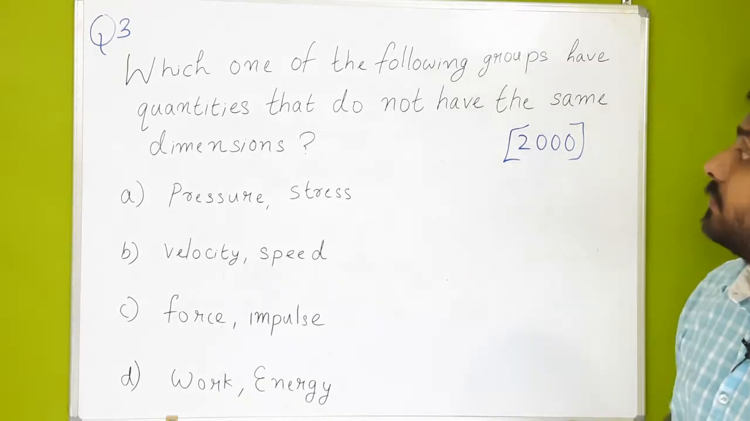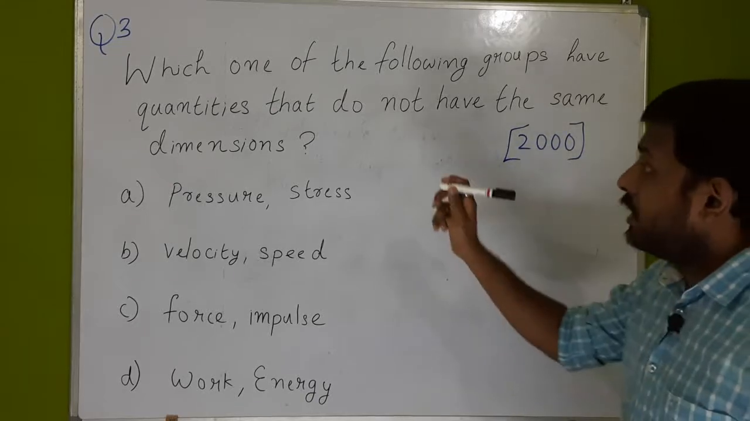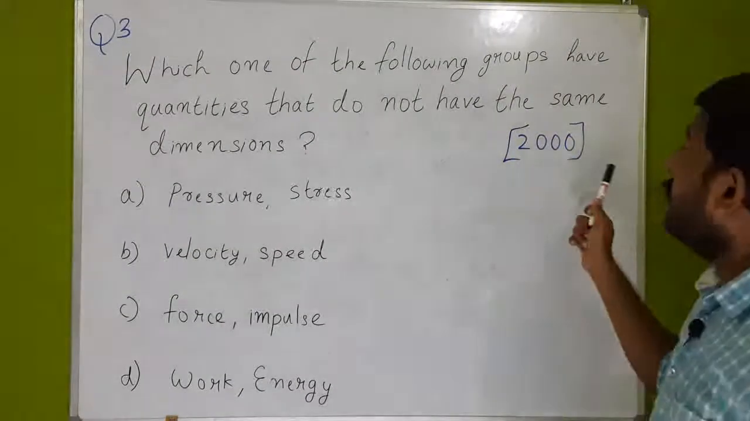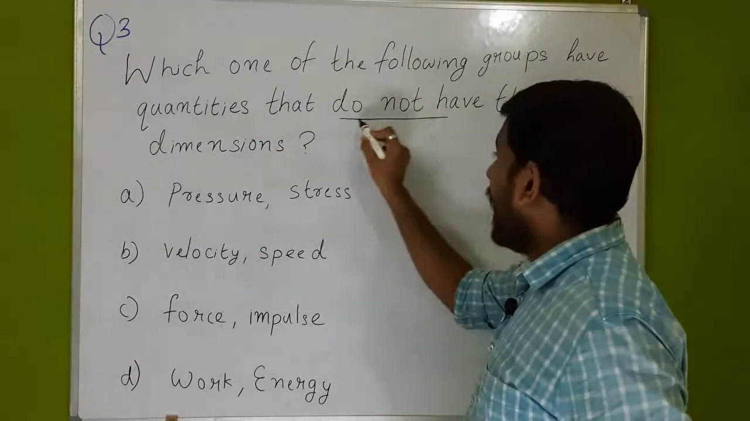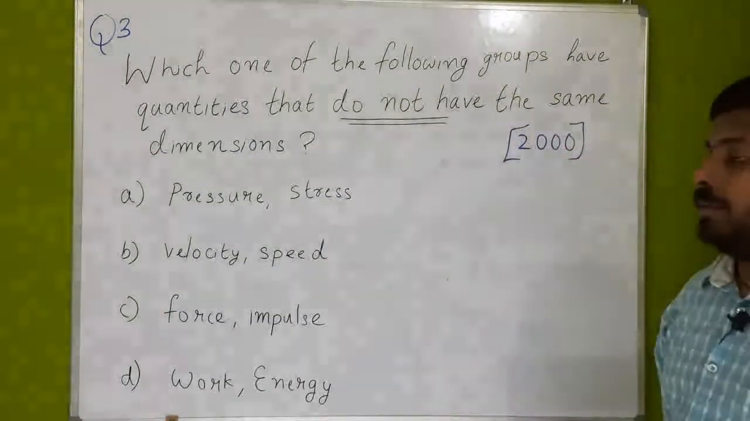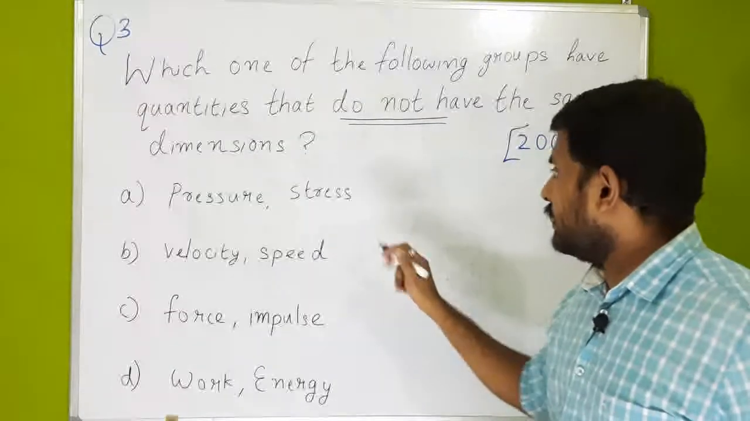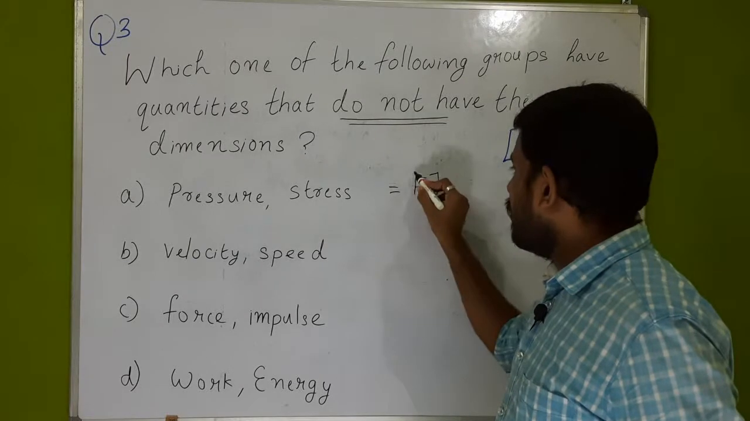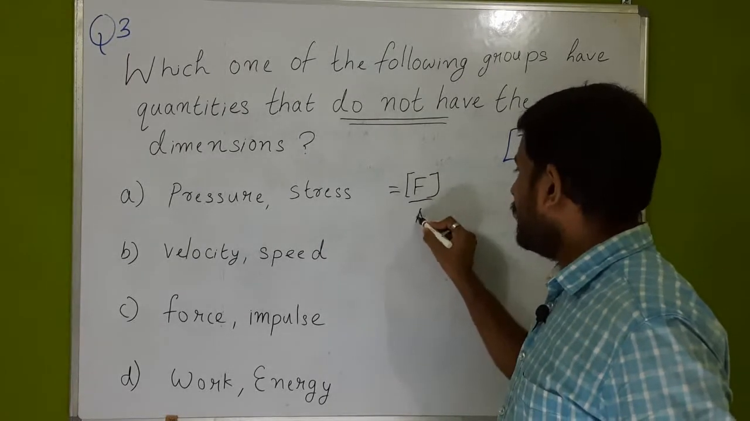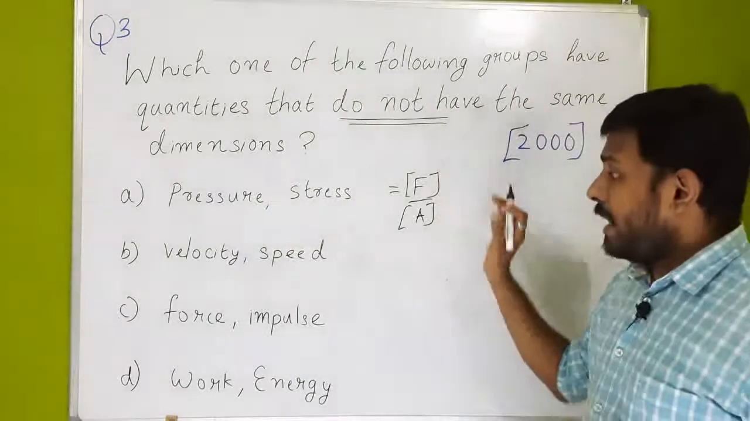Question number 3. Which one of the following groups have quantities that do not have the same dimensions? We have to find out quantities that do not have the same dimensions. So let's check. The first one is pressure and stress. We know that both are having dimension of force by area. So this one is having same dimensions.